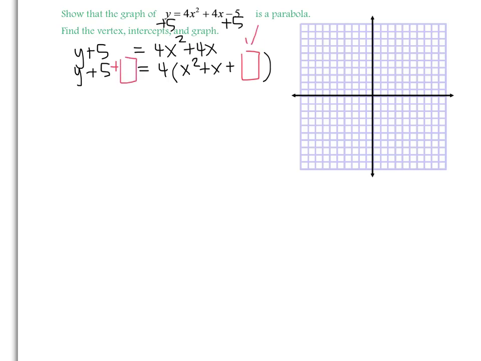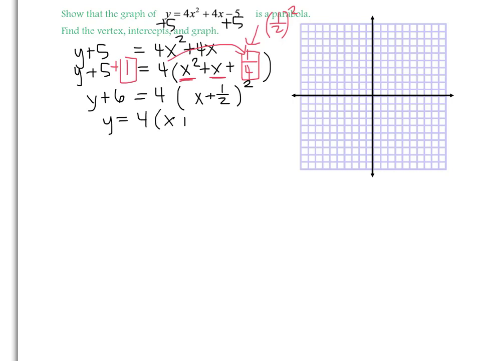Now what's added in here is the b over 2a squared. And you're referring to this b and this a. You're looking inside parentheses. So in that case, you're going to get 1 over 2 squared, which is 1/4. Now don't forget, when you've factored it out, you have to take the product of these two things and add it to the left-hand side, which is 1. So now we have y plus 6 equals 4 times, the whole point is what's in parentheses is now a perfect square. So if I factor that, that's going to be x plus 1/2 squared. To get y by itself, we subtract 6 from both sides, and now we have our equation in vertex form.